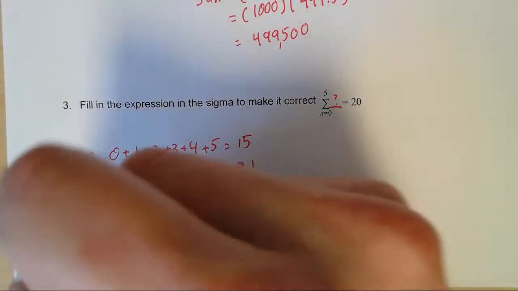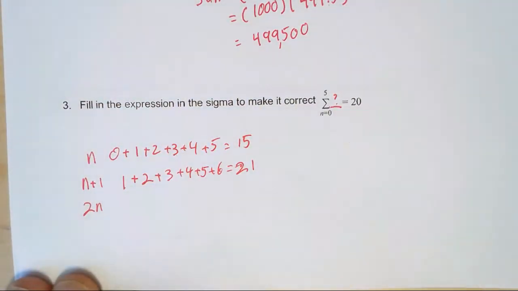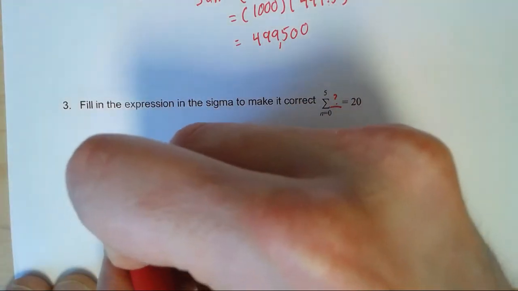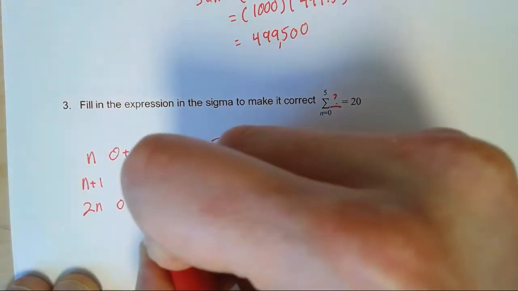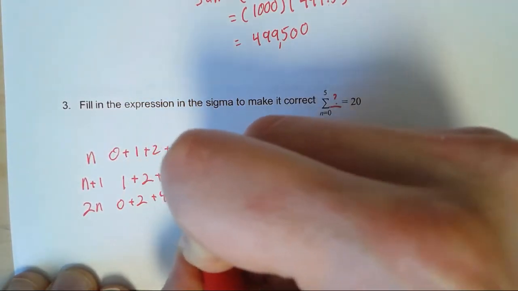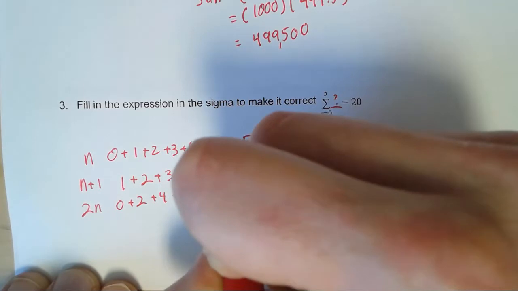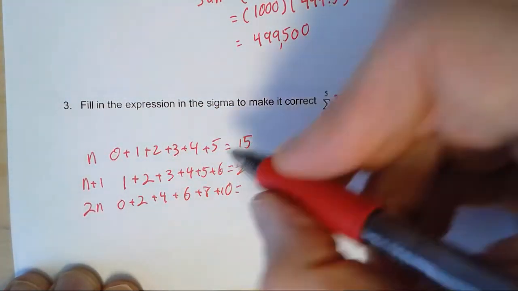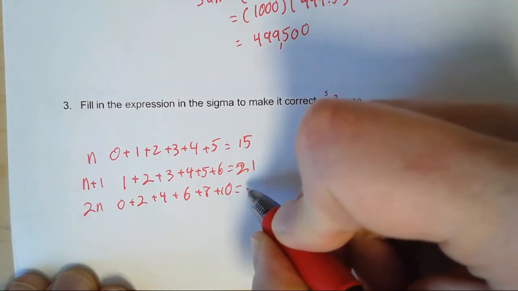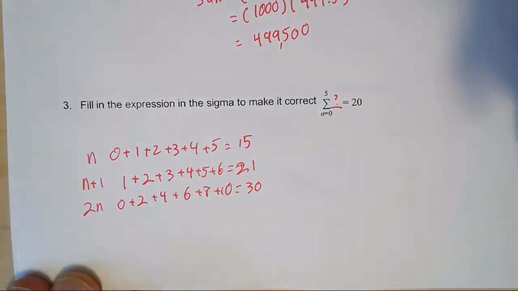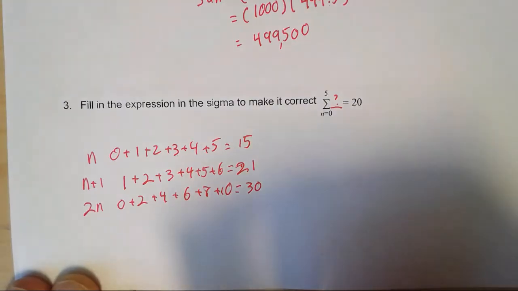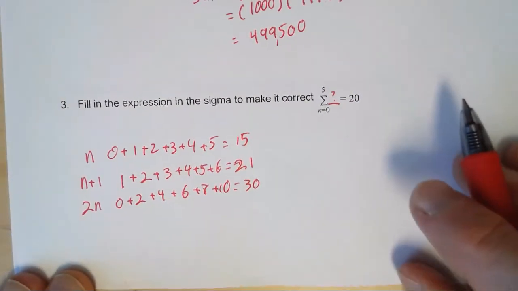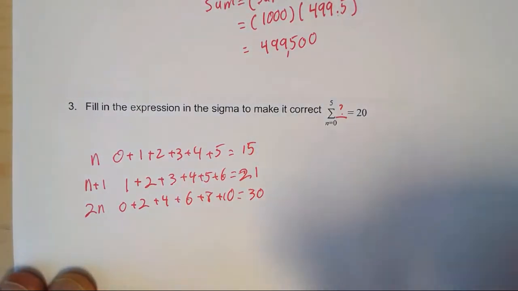Now, one other option is, well, what if we take n and multiply it by 2? Then all of these numbers would double. So 0 plus 2 plus 4 plus 6 plus 8 plus 10. But what would end up happening is we would just get a number that's twice as big as what we got up here. And twice as big as 15 is 30. So that doesn't work. What we need is to multiply by a different number. But instead of getting 30, we want 15.